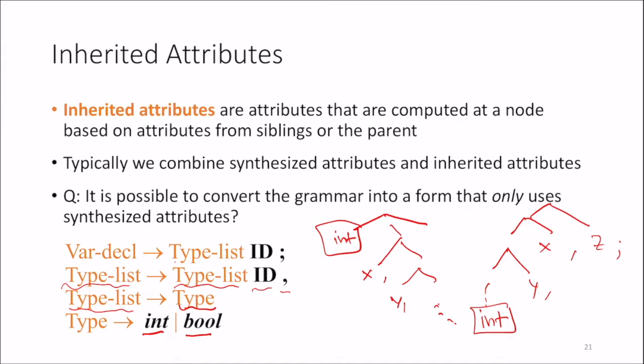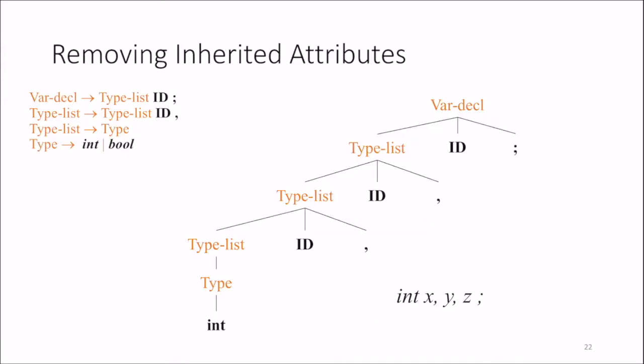So you see we are accepting the same set of strings, so the grammars are equivalent, but the parse trees look very different. In one case, the type information is at the top and needs to be passed down the tree, whereas here the type information is at the bottom, and now we can just pass it up the tree using synthesized attributes. So let's look at an example. Int x, comma y, comma z, semicolon. It's the same input as before, and as you can see, the type information is over here.